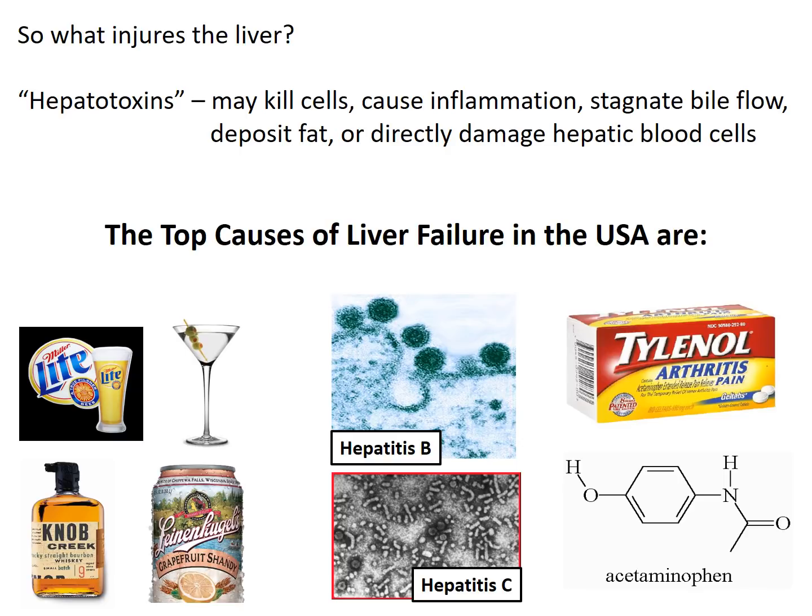There are scores and scores of different hepatotoxins. In the United States, the three major hepatotoxins, or the toxins most responsible for liver failure, are alcohol, and any form of alcohol. A lot of people believe that it has to be a hard liquor to damage the liver, where beer and alcohol don't damage the liver.